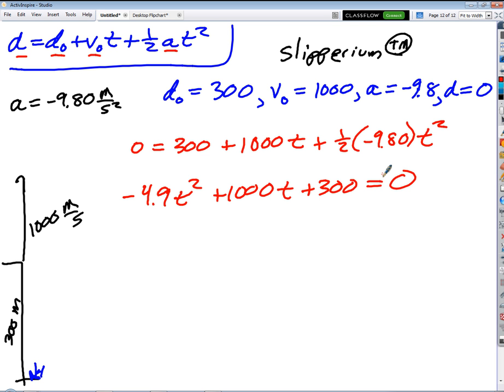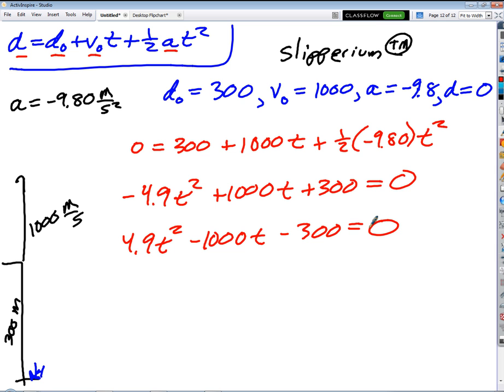What do we do to change the signs? Well, we could move everything to the other side, or we could multiply or divide by negative 1. That just gives us 4.9 t squared minus 1,000t minus 300 equals 0. So we've got a quadratic equation there. In physics, we don't really need to worry about solving that using the quadratic formula. We could, but let's just use technology.